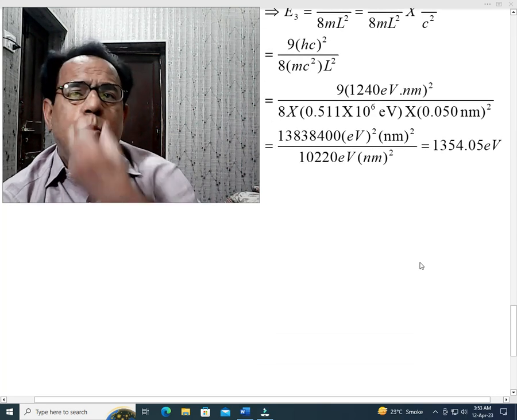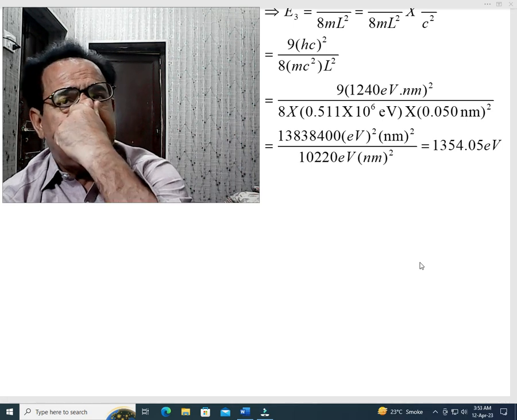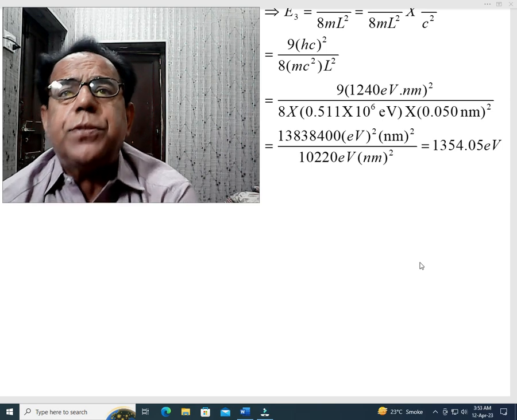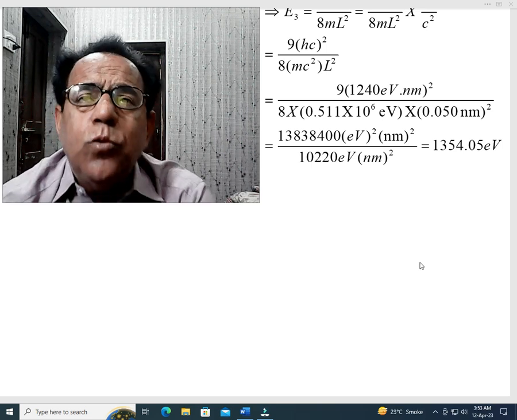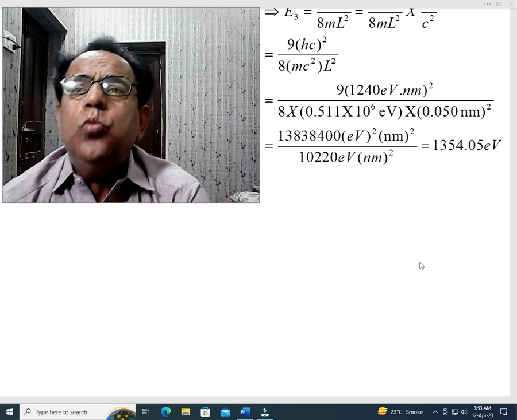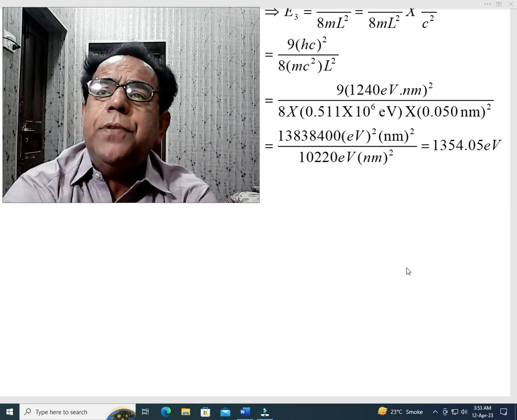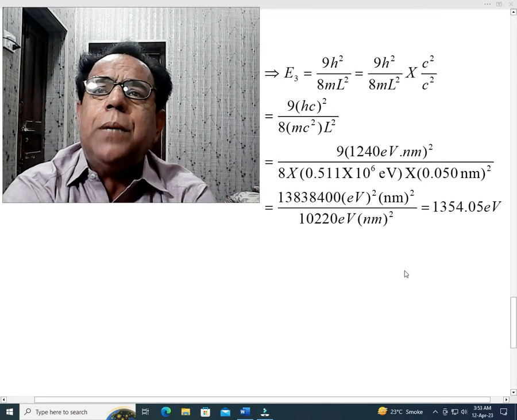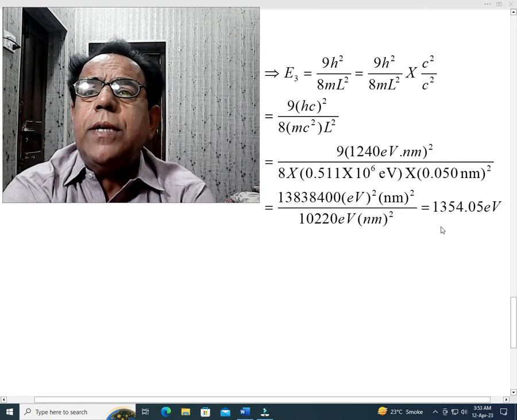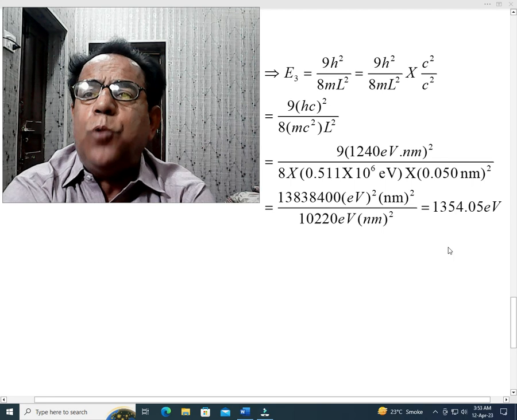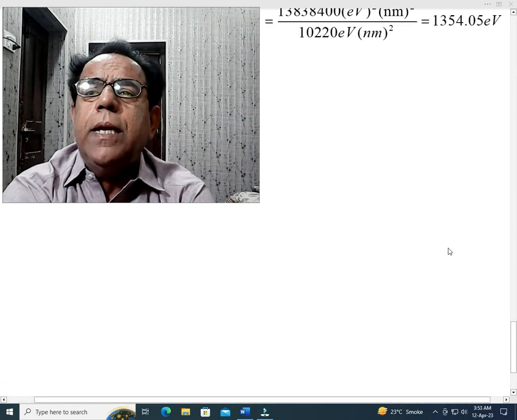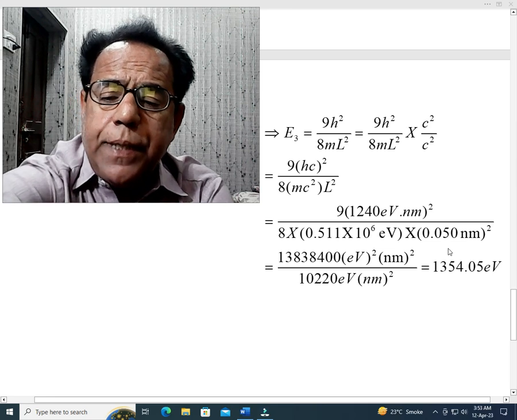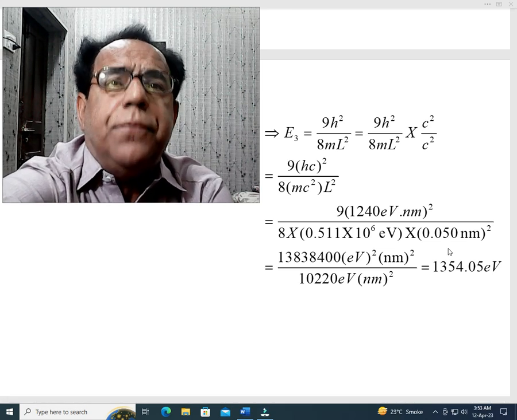Here nanometer square will be cancelled with nanometer square, and one electron volt will be cancelled from electron volt square, and so our value of E3 will become equal to 1354.05 electron volt. E3 has become equal to 1354.05 electron volt, and this is the end of our problem. Till next problem, till next video, Allah Hafiz.